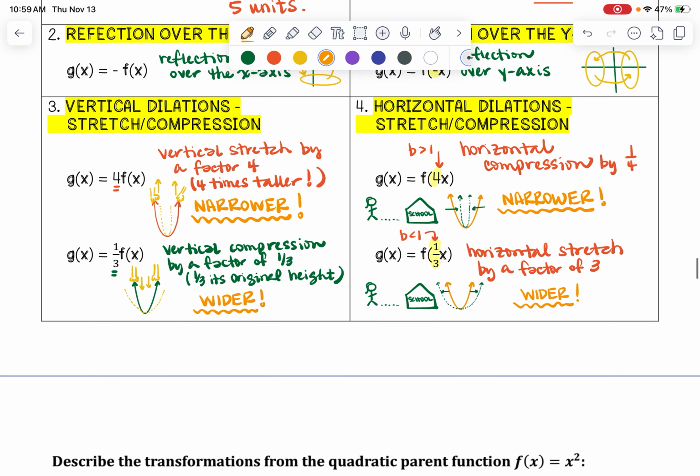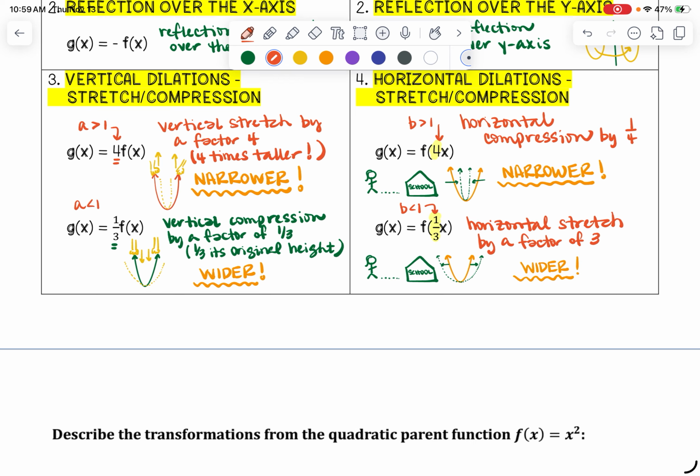All right. I'm going to add A is greater than 1 over here. I forgot to write that down, so I just want to throw that in there. Right? If A is greater than 1 over here, it's a stretch. If A is less than 1, it's a compression. And then on the horizontal side over here, it's the exact opposite.